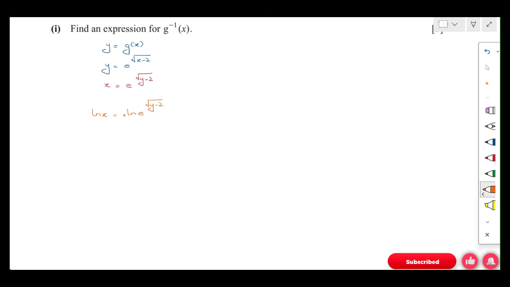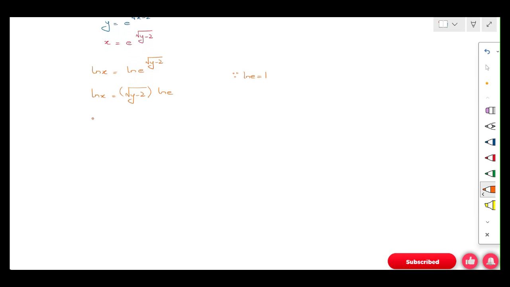Now we apply the property that anything which is in the power comes before the log. So natural log of x equals square root of y minus 2, multiplied by natural log of e, and we all know that the natural log of e is always equal to 1. So this thing is equal to 1, right? So here we are left with natural log of x equals square root of y minus 2.